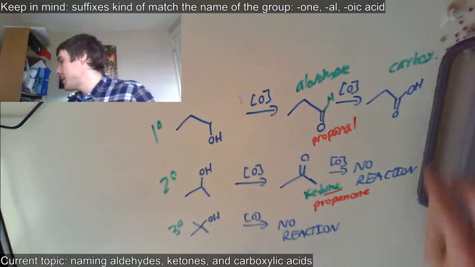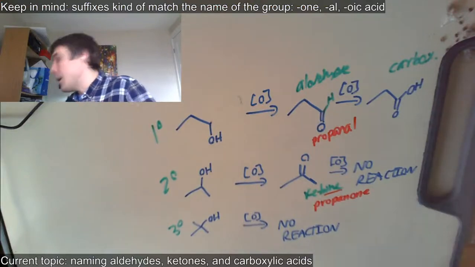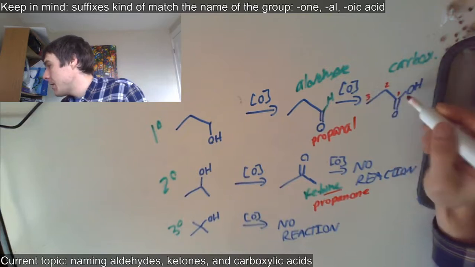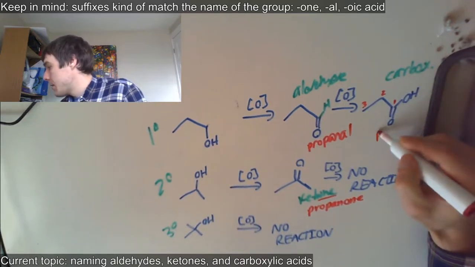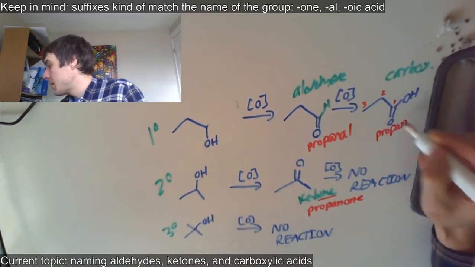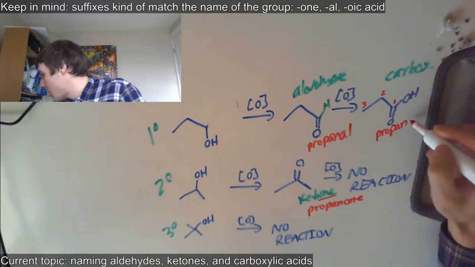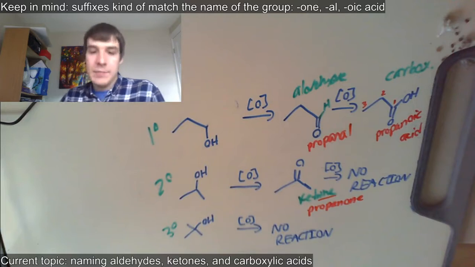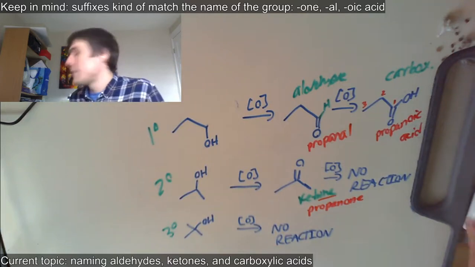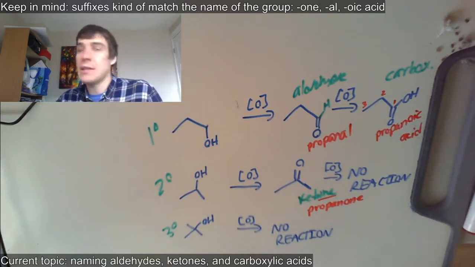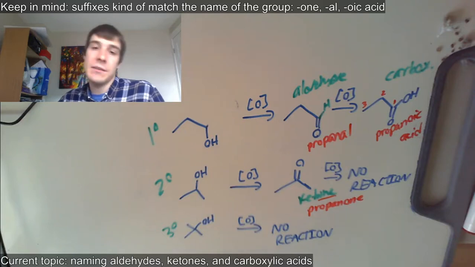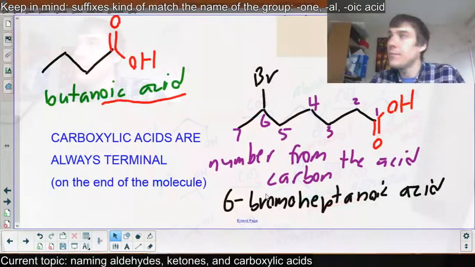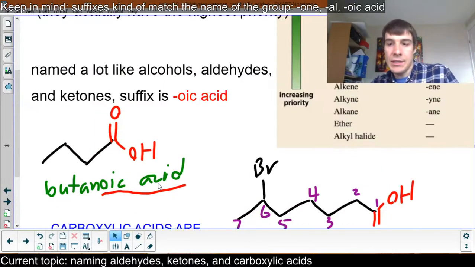So we can also name this guy here. That's a carbon. 1, 2, 3. So this is propan, and for single bonds, oic acid, and that's actually got a space in it. So it's one of our molecules that does involve a space. There's a space between the two. So that's how you name those things.